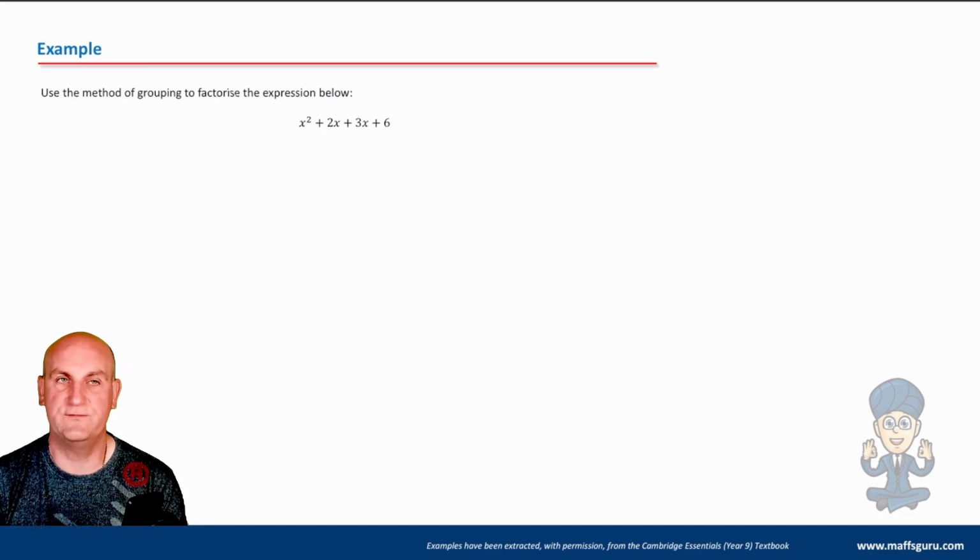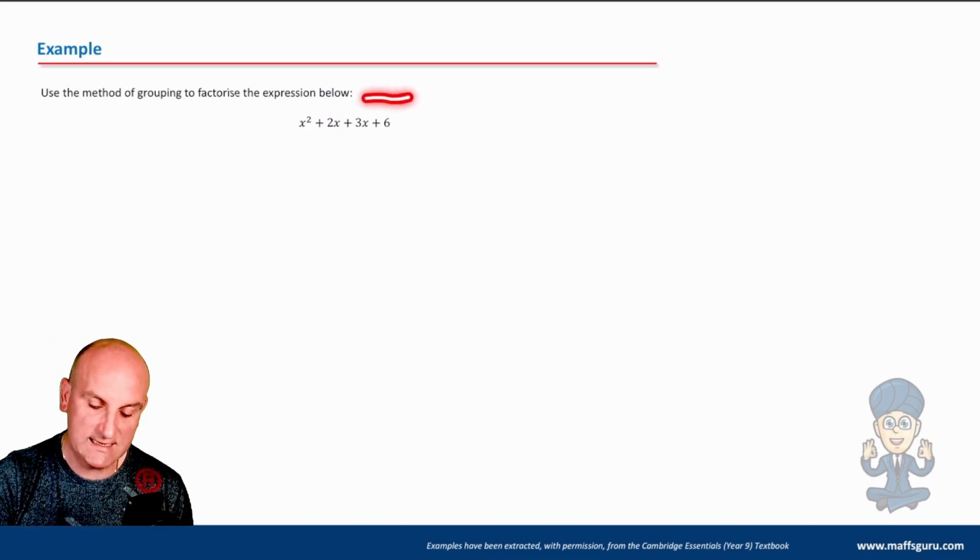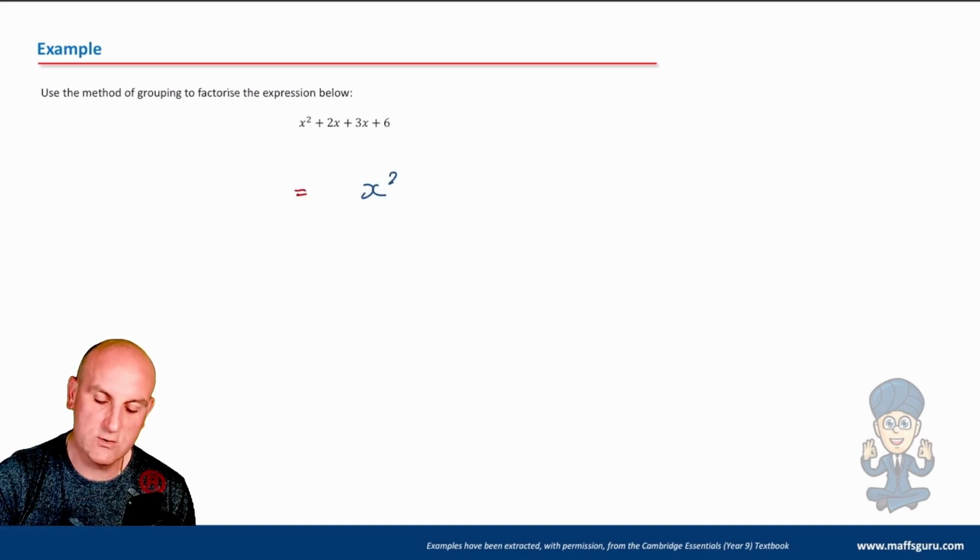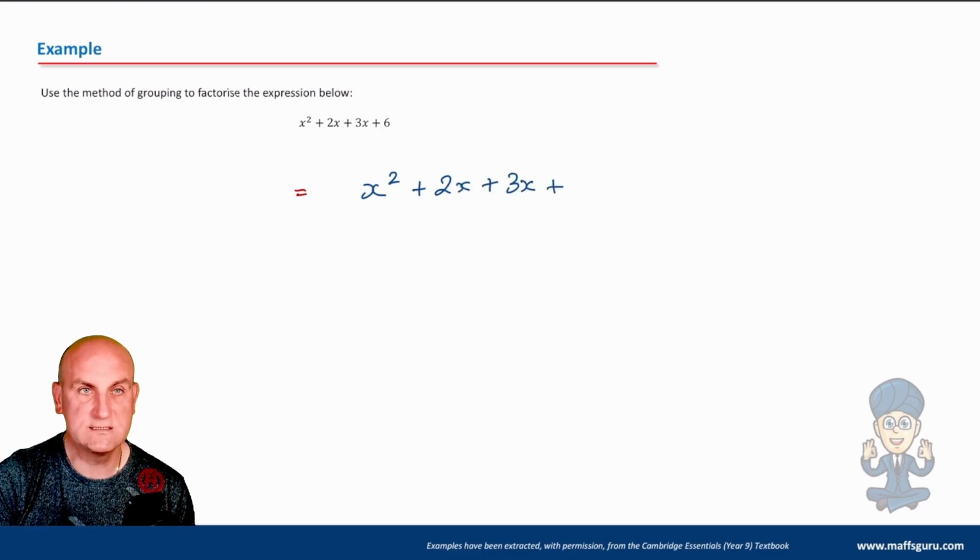First things first, ask yourself a question. Does it have 3 terms? No. Awesome. It has 4 terms. Lovely. And so what I can now do is factorize pairs. I'm going to take a pair and then another pair of these, and I'm going to factorize them. So let's do equals, changing my pen color. I've got x squared plus 2x plus 3x plus 6.